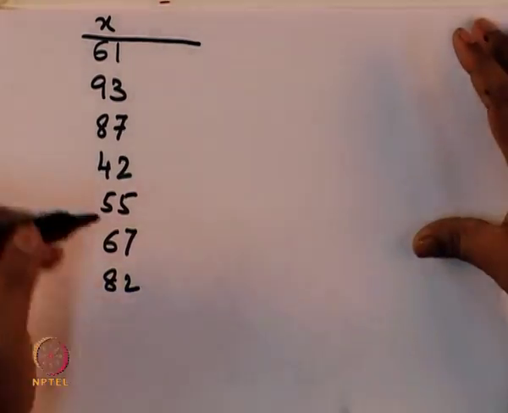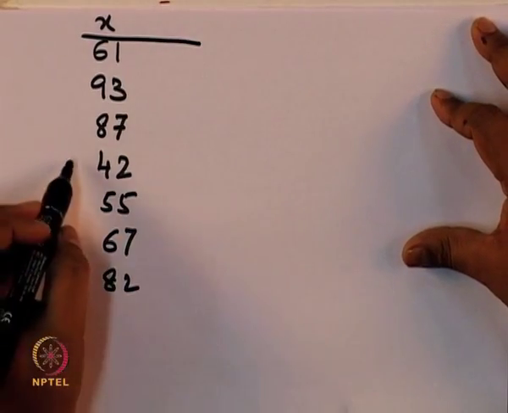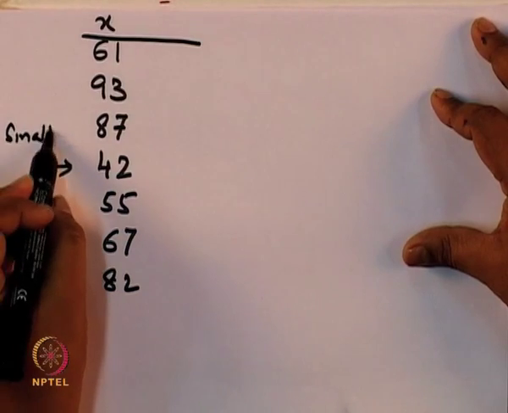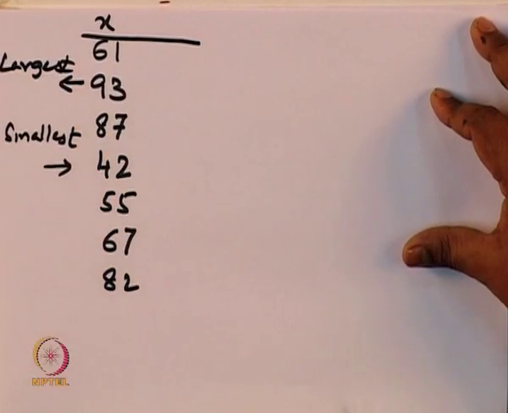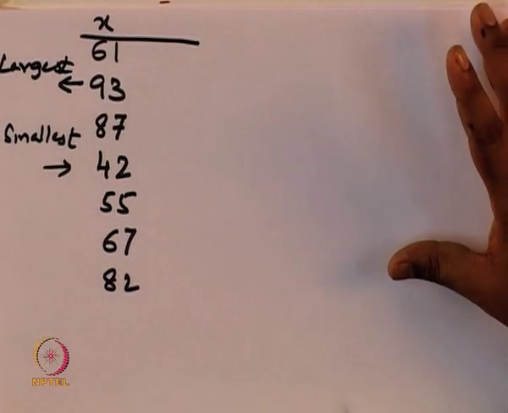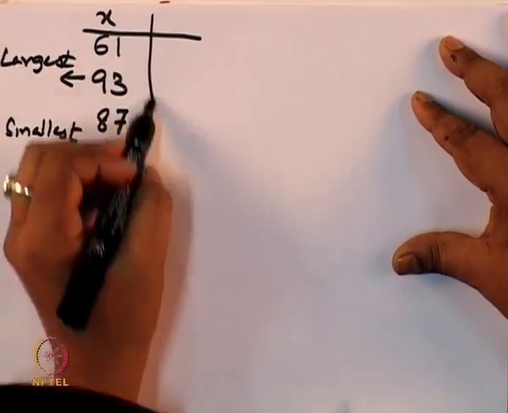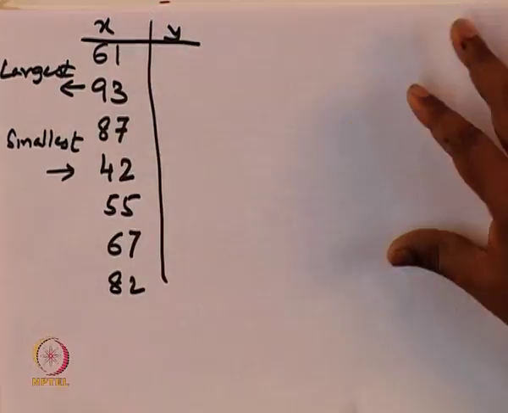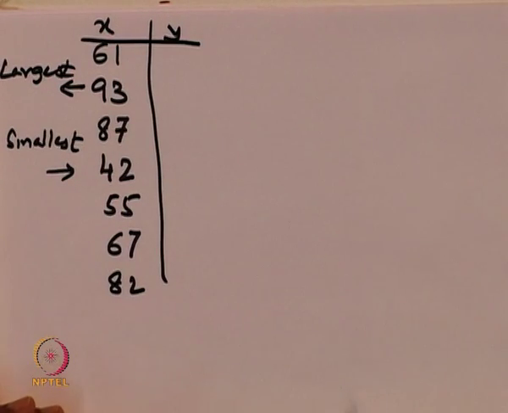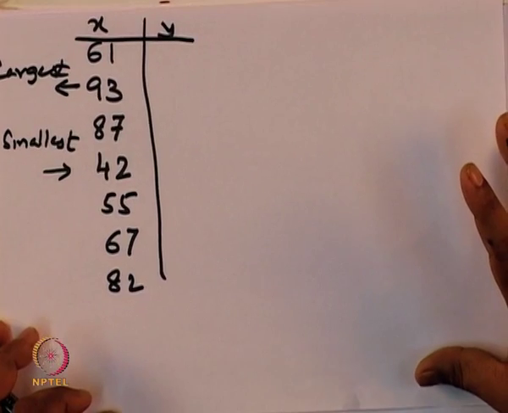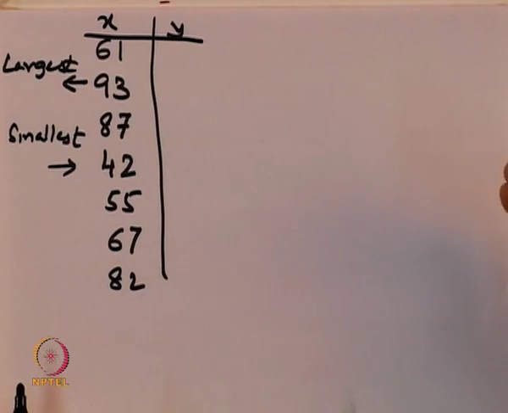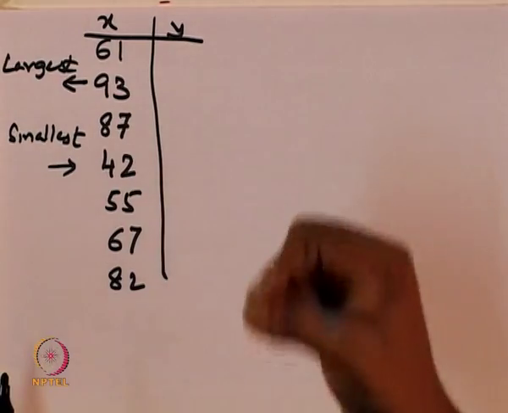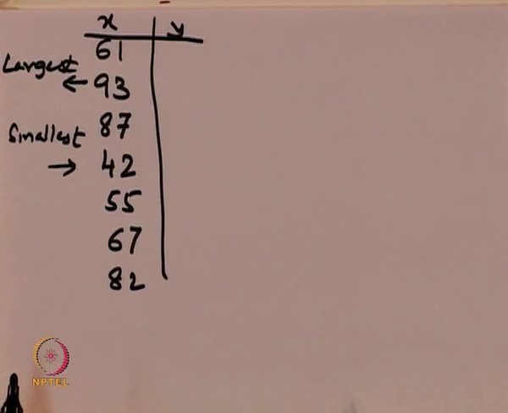So, I want to find out x bar. Now, let me see the range. If I just look at these few numbers, this is the smallest, and this is the largest. Okay. So, it boils down to the question: how should I define y, so that it will be convenient for me to calculate this average using these transformations. One of the transformations you might think of is dividing by 10. So, everything becomes 6.1, 9.3, 8.7, but still you have to add a lot of fractions, which is not so convenient if you are doing it by hand.